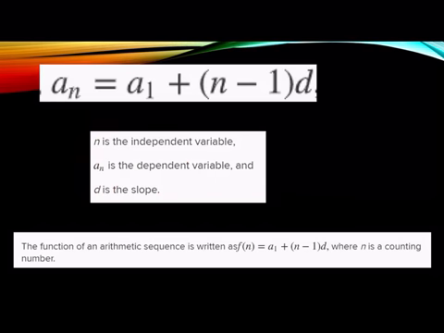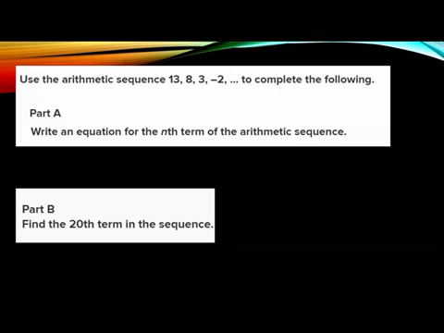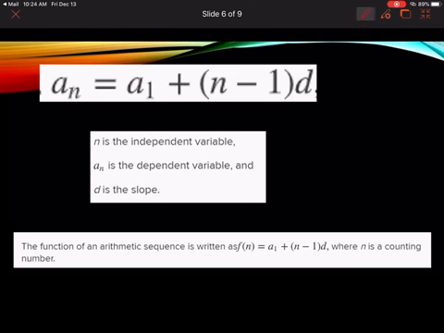So here's a formula: a sub n equals a sub 1 plus n minus 1 times d. We have to figure out what these things are. n is the independent variable, a sub n is the dependent variable, and that's what we're finding, and d is the slope. If we were to put this in function notation, that's down here. Basically, all I change is the a sub n to f of n.